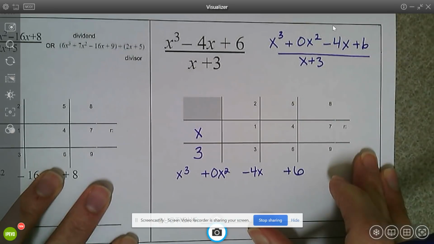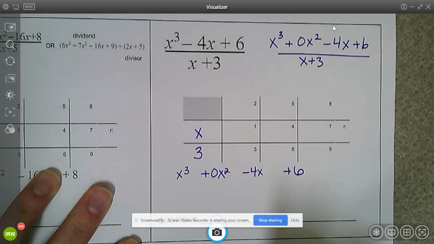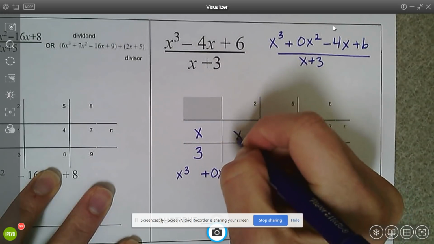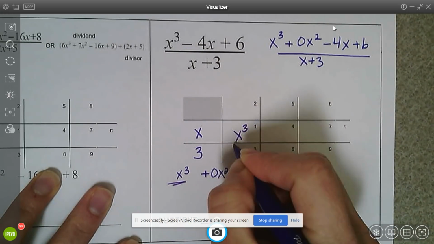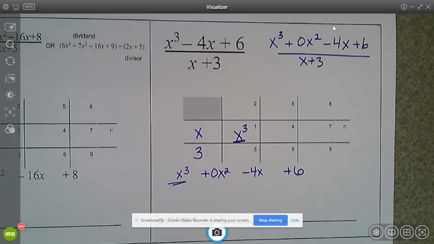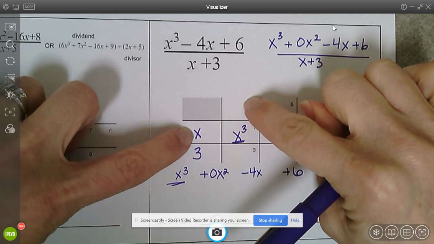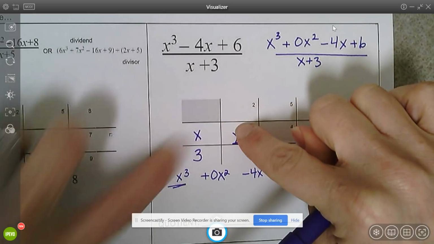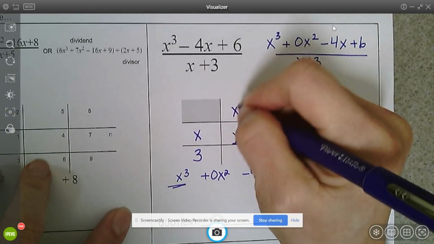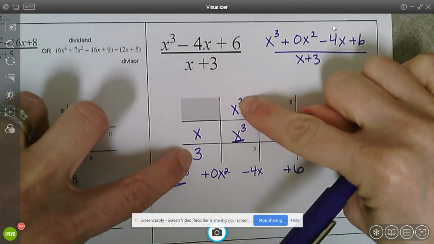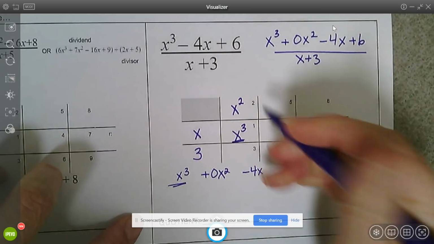All right, so now we are ready to start the problem. I numbered the boxes so you know the order you need to work in. So box number 1 is always this term, every time. So I'm going to write x cubed there. So this is always there. To find box 2, we need to think something times x is x cubed. And that is x squared. And I can continue with my multiplication. X squared times 3 is 3x squared.